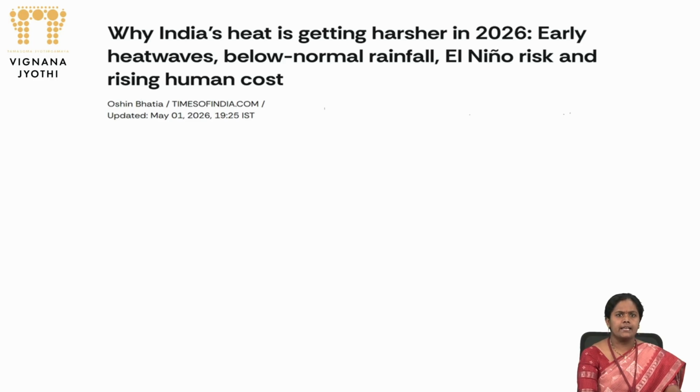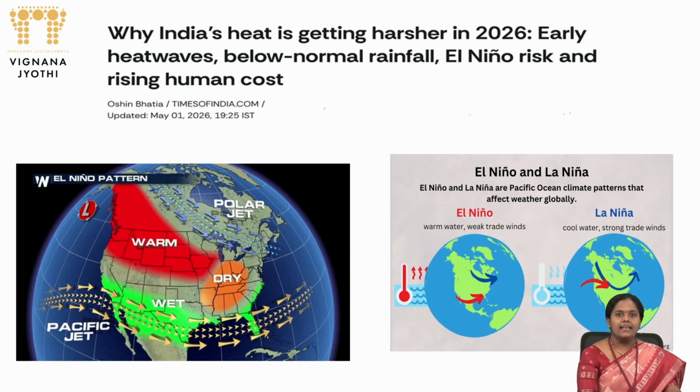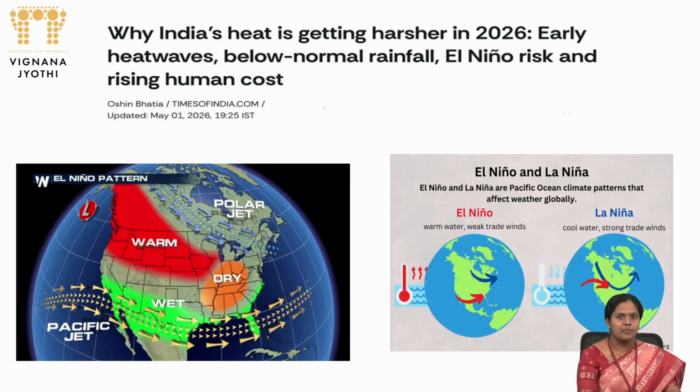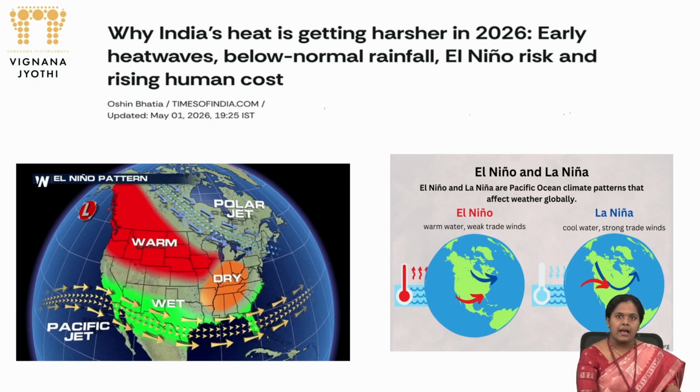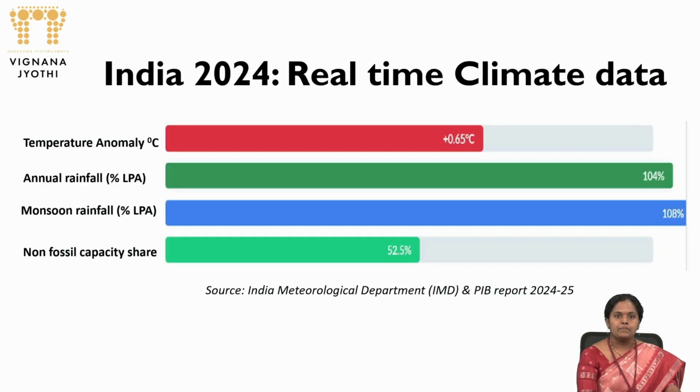Why India's heat is getting harsher in 2026? Early heat waves, below normal rainfall, El Nino risk, and rising human cost. What is El Nino? El Nino and La Nina are significant ocean-atmosphere phenomena caused by changes in ocean currents in the Pacific Ocean. They result in global weather anomalies such as droughts, floods, and storms, affecting ecosystems, agriculture, and economies worldwide. Climate change can intensify these events, leading to more unpredictable weather.